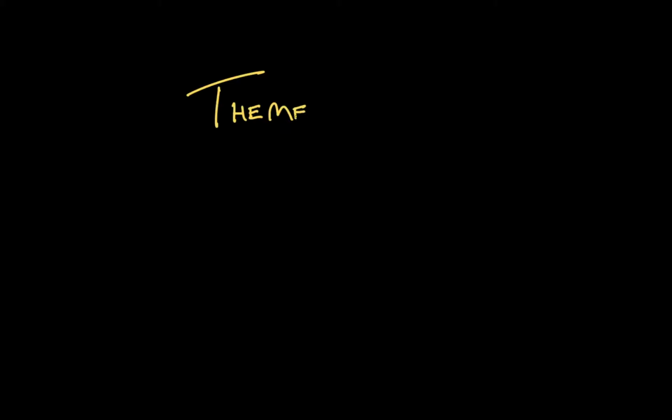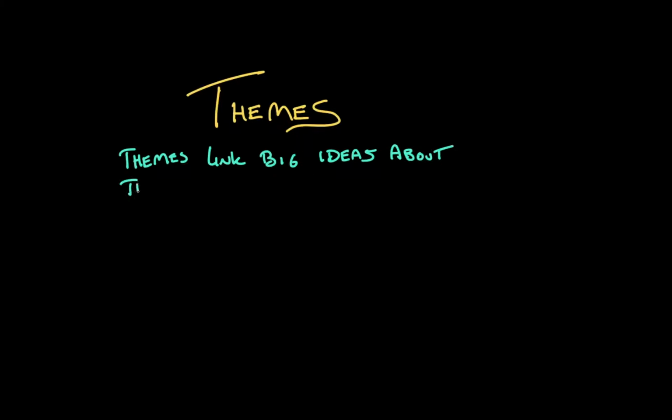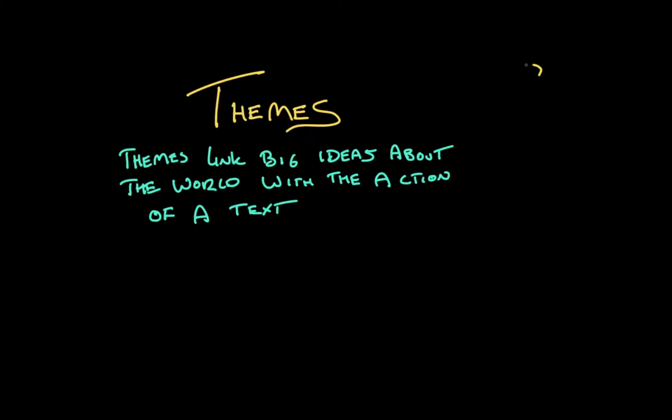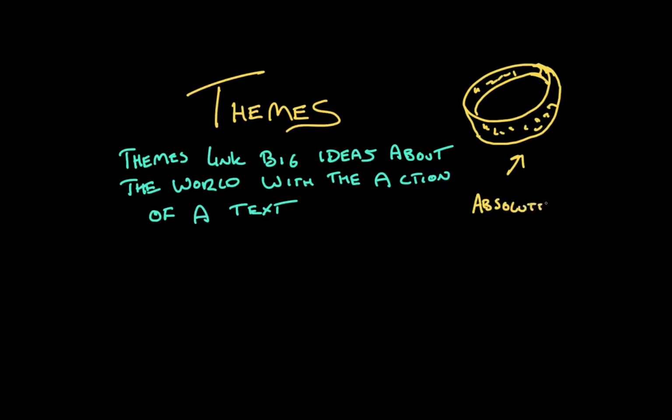Hello readers, let's talk about themes and how authors can intentionally build messages into fiction. Now, to recap a little, themes link big ideas about the world we live in with the action of a text. For example, in the Lord of the Rings stories and films, the One Ring represents absolute power and how dangerous that is. How do we know that, though? How did J.R.R. Tolkien, as an author, develop that theme in the text? How can we go deeper, beyond that headline of the ring equals the dangers of absolute power?